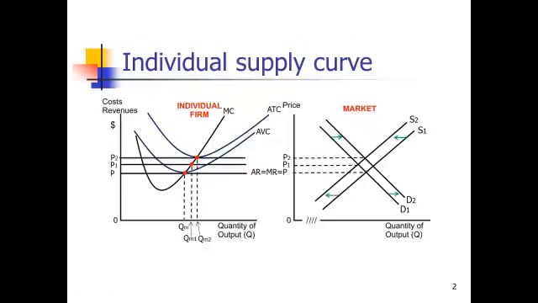Let's imagine that there's now a rise in price due, let's say, to a shift in demand from D1 to D2. So we now have a new price P2, a new marginal revenue curve, and a new supply point QM2 associated with the intersection of the marginal cost curve and the new marginal revenue curve.